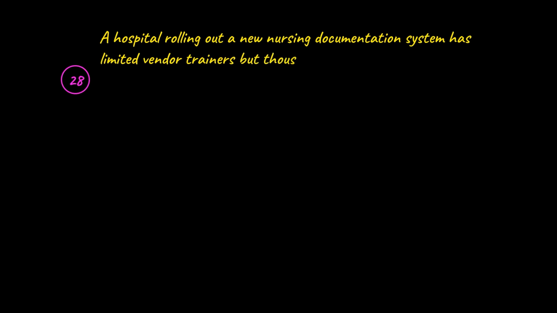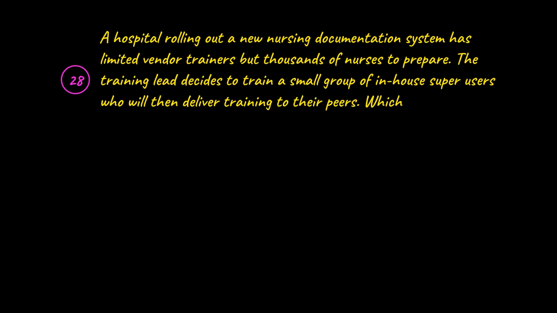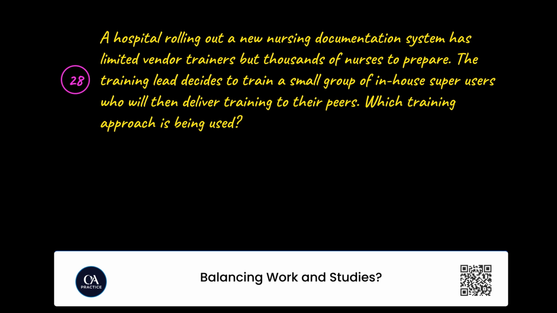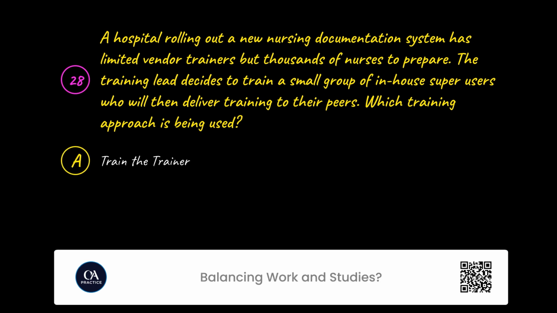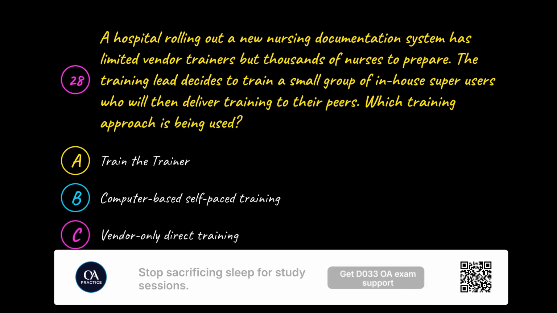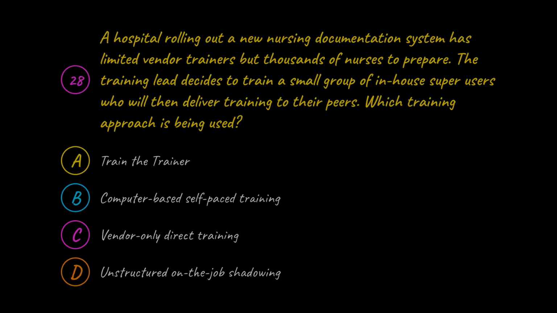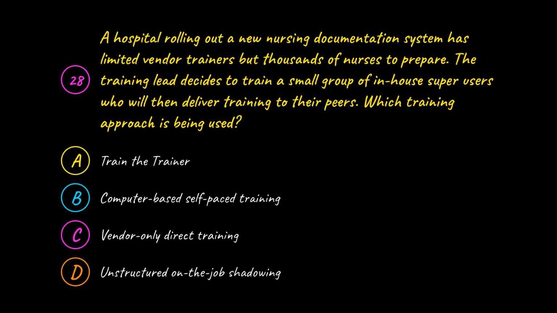Question 20. A hospital rolling out a new nursing documentation system has limited vendor trainers but thousands of nurses to prepare. The training lead decides to train a small group of in-house super users who will then deliver training to their peers. Which training approach is being used? Your options are A. Train the trainer, B. Computer-based self-paced training, C. Vendor-only direct training, D. Unstructured on-the-job shadowing. What's your answer? Commit to one before I continue.